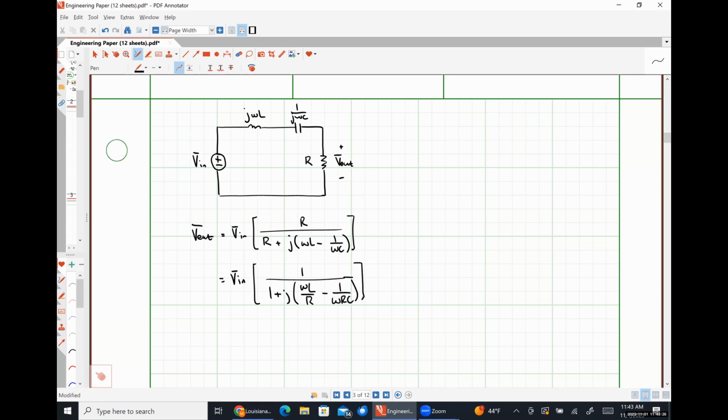Are we okay with this level of math thus far? So what I'm going to do now is multiply just the imaginary part of this by Q over Q. And so what that gives me is 1 over 1 plus j Q times omega L over RQ minus 1 over omega RCQ.